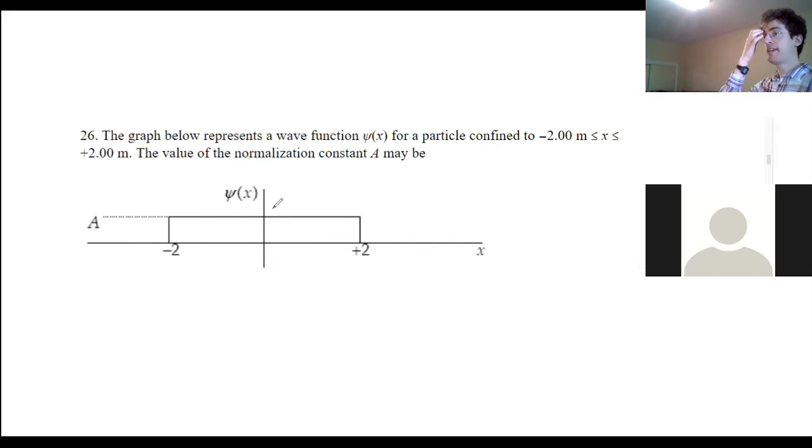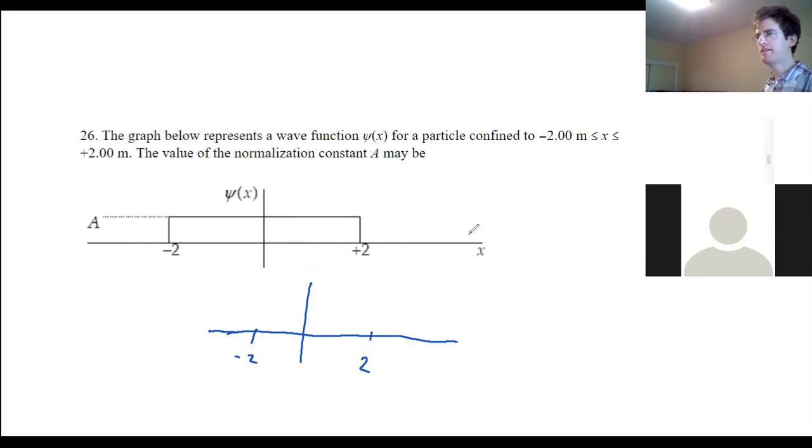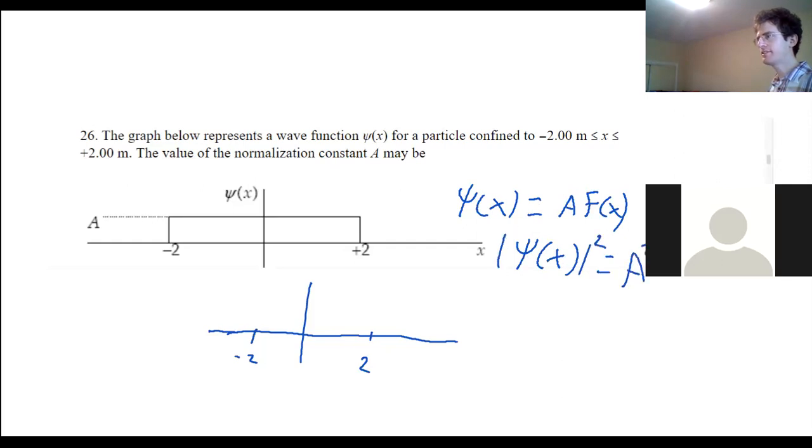The normalization constant ensures that the area under the square of the wave function is 1. So not the wave function, but its square. If we were to graph the square of the wave function, it would look similar, but if the wave function is just a times some function of x, then the square of it, the probability density, would be a squared. Where the wave function is defined, its square is also defined in the same region. So the square of the wave function would still be defined from -2 to 2, but now rather than having a as the amplitude, it will have a squared.